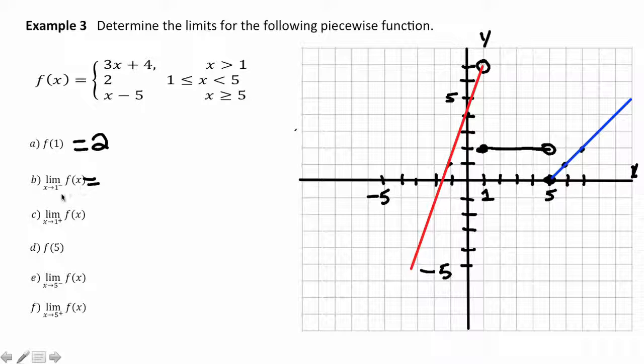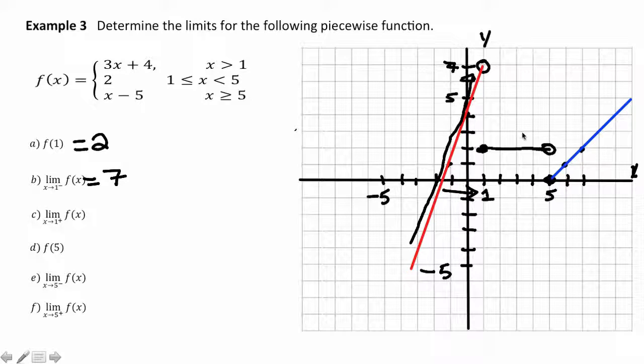The limit of f of x as x approaches 1 from the left side, so x is approaching 1 from the left side, what happens to the graph? Well, the graph coming in from the left side increases, and it's approaching x equals 1, but the actual graph is approaching this y value of 7. So the limit from the left side is 7.